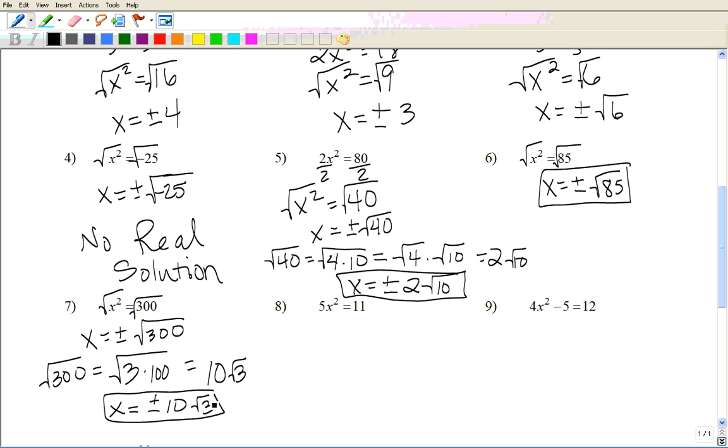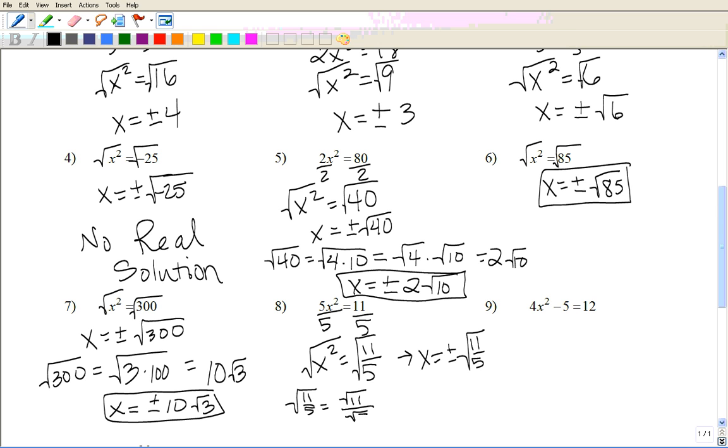Okay, number 8. Again, get the x squared term by itself, so I'm going to divide both sides by 5. So I get x squared equals 11 over 5. Take the square root of both sides. So I get x equals positive or negative square root of 11 over 5. But that is not a simplified radical. So if I have the square root of 11 over 5, that can be split into two separate radicals, square root of 11 over the square root of 5.